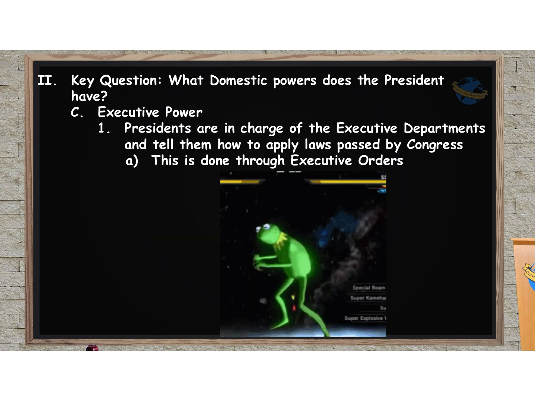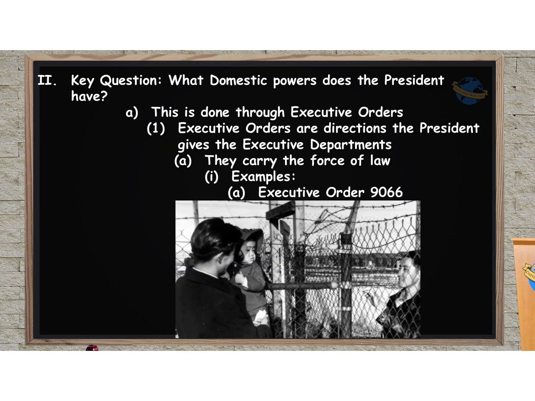Then there's the executive power. Presidents are in charge of the executive departments, which is a massive bureaucracy. And the president tells them how to apply the laws passed by Congress. This is done through something called executive orders. Executive orders are directions the president gives the heads of the executive departments and all executive employees. They carry the force of law, which means that the people in the executive branch must follow the order issued by the president as long as it is lawful. These executive orders are basically the president telling members of the executive branch, here's how I want you to carry out the law passed by Congress.